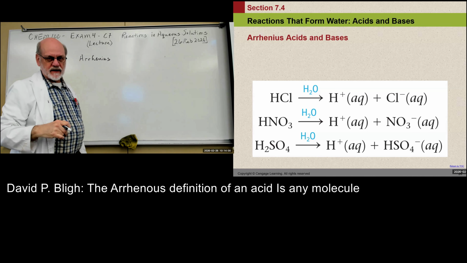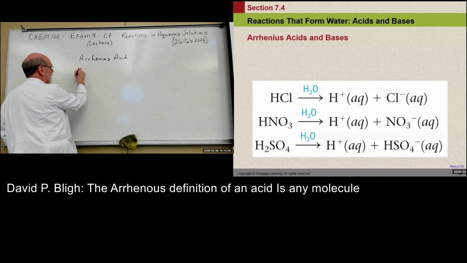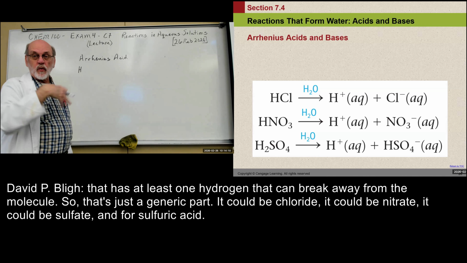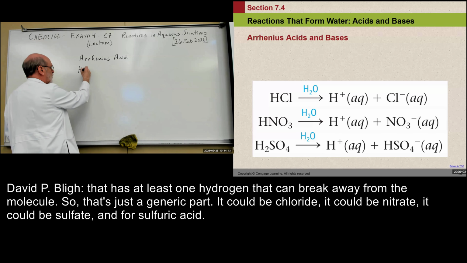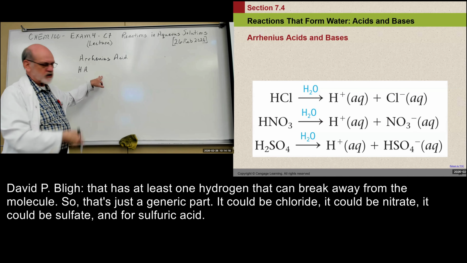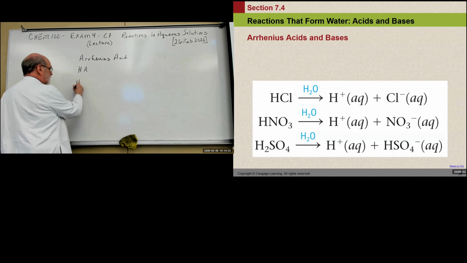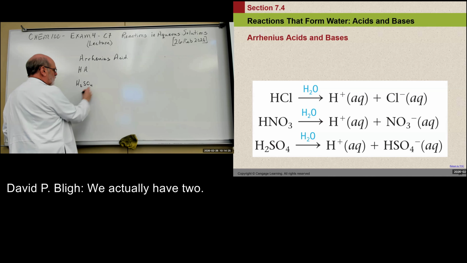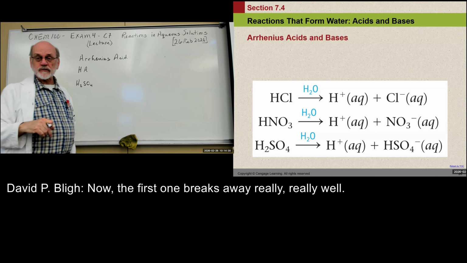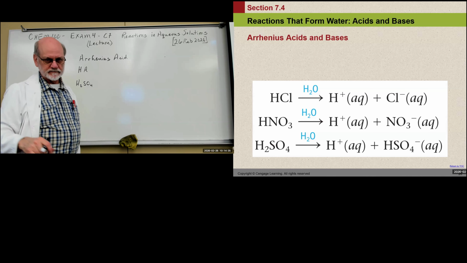The Arrhenius definition of an acid is any molecule that has at least one hydrogen that can break away from the molecule. So that's just a generic part. It could be chloride, it could be nitrate, it could be sulfate. And for sulfuric acid, we actually have two hydrogens that can break away. Now, the first one breaks away really, really well. The second one doesn't break away so well.